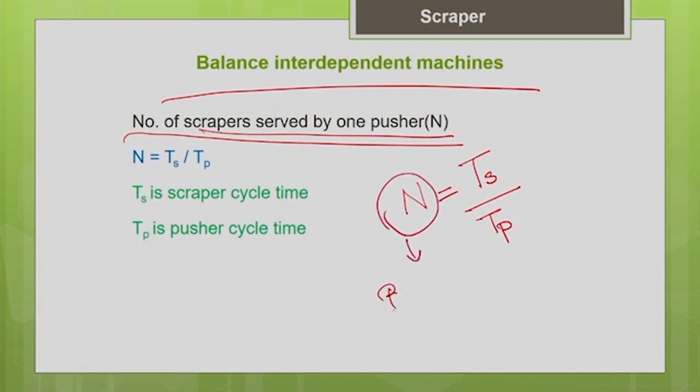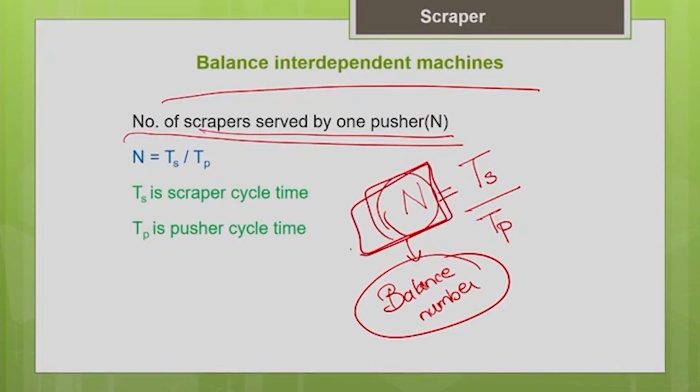This gives you the balance number. So when you choose the balance number of scrapers and pushers, you can see that there will be minimum waiting time of scraper and pusher, and when you adopt the balance number, the production level of both the machines will be the same. The scrapers and the pushers will be working at their maximum production capacity, because their waiting time is less. So that is why it is always preferable to go for the balanced number of the scrapers.